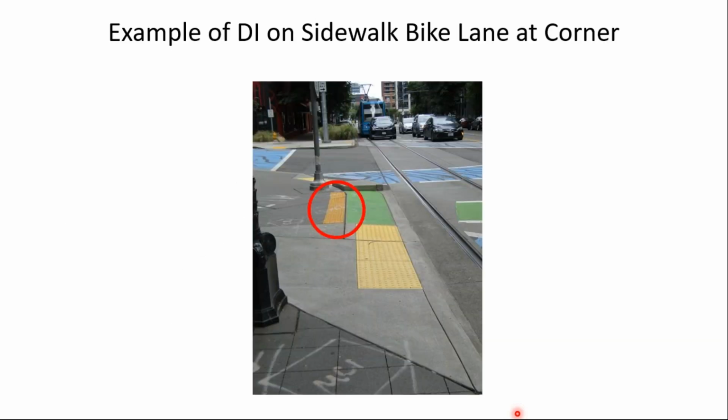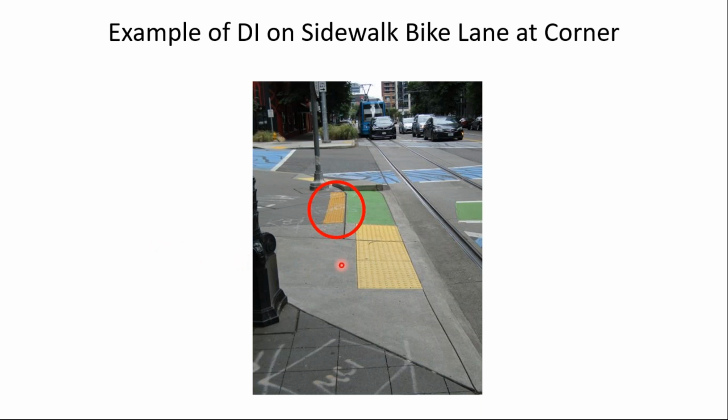This is Seattle again. Here's an example of a directional indicator on a sidewalk bike lane at a corner. And you can see there's a lot going on here. Notice Seattle also uses the artistic crosswalks. We mentioned that the other day, but this is the bike lane here. It's sort of hard to see. You don't see much of the lane except at the corner here, but this is the bike lane.